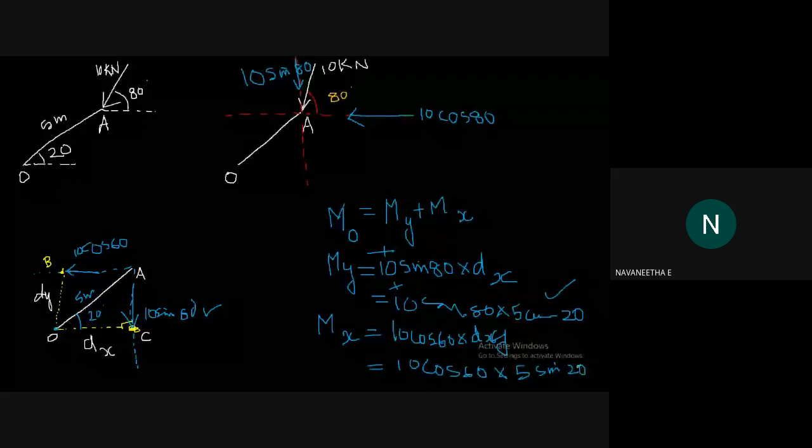So next we have to think about the sign of the moment. So what is the sign of this moment? Just think that OB is the beam. Then we are applying the force 10 cos 60 by fixing the point O. So what is the direction of the rotation here? What is the direction?